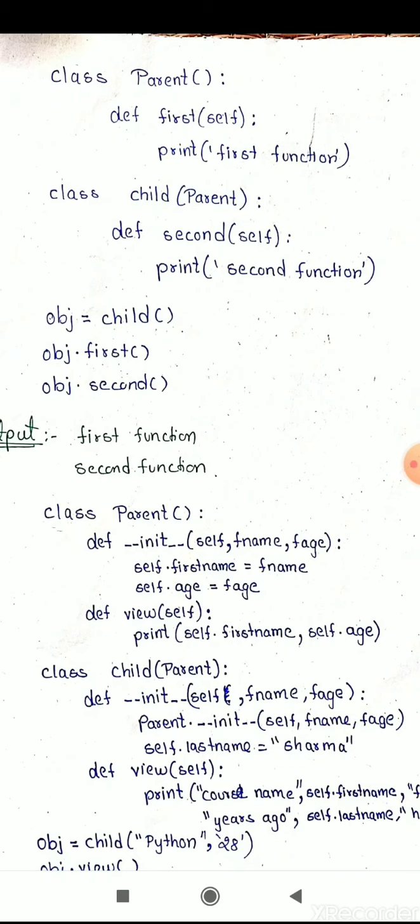सो पहले का जो क्लास है वो पेरेंट क्लास है, उसमें मैंने एक मेथड डिफाइन किया है फर्स्ट नाम का, और उसमें मैंने एक मैसेज प्रिंट कर दिया है फर्स्ट फंक्शन. उसके बाद मैंने दूसरा क्लास डिफाइन किया है जिसका नाम है चाइल्ड, और ब्रैकेट के अंदर मैंने पहले क्लास का नाम दिया है, पेरेंट, और उसमें भी मैंने एक नया मेथड डिफाइन किया है जिसका नाम है सेकंड, और उसमें भी मैंने एक मैसेज प्रिंट कर दिया है सेकंड फंक्शन.